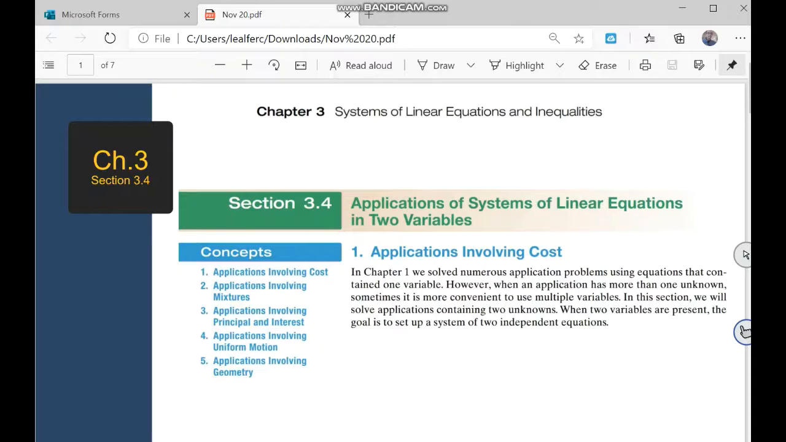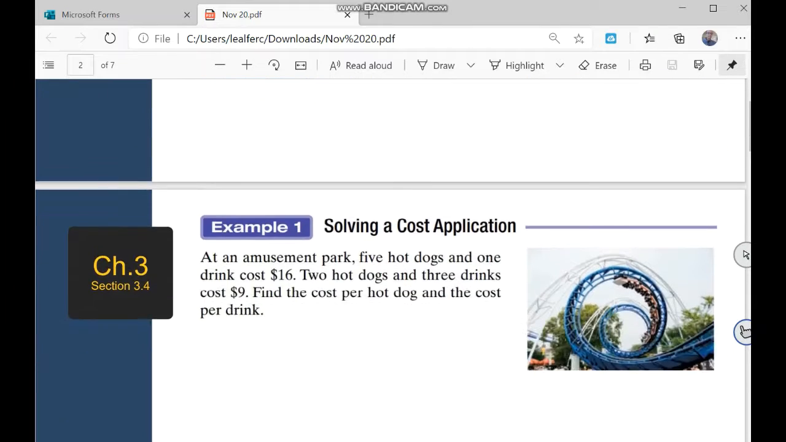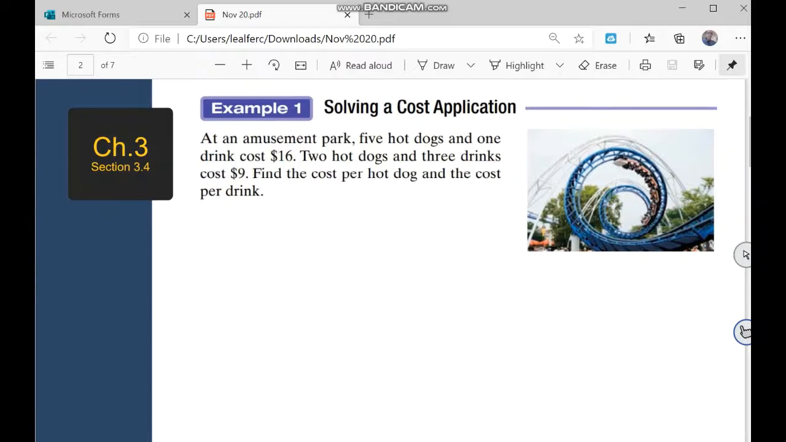The first example, and I'm going to tell you, I think this one is a little bit silly, because this is a cost application. You're going to find several of these in your tests. You're going to work a lot of this kind of application using the substitution method to solve systems of linear equations. But I say silly because this is not a real situation, right? You're never going to go to an amusement park and read this.